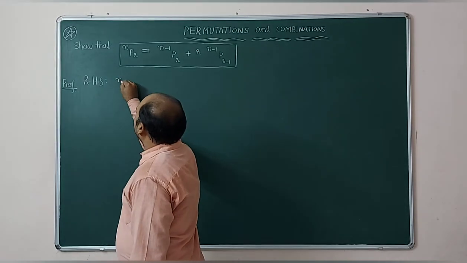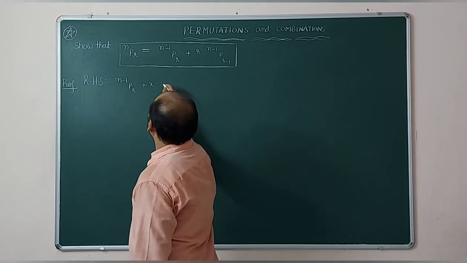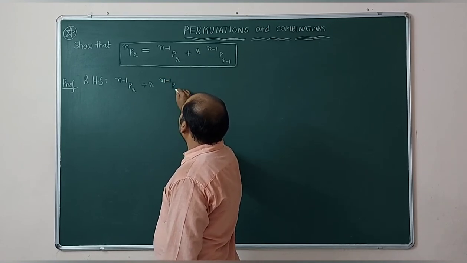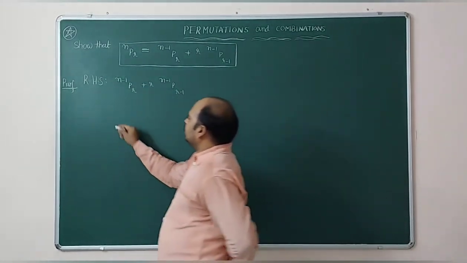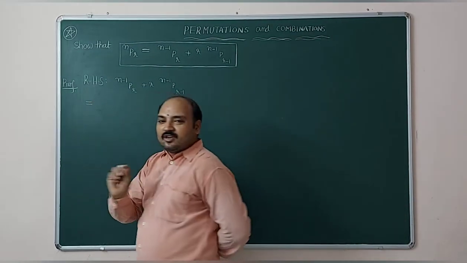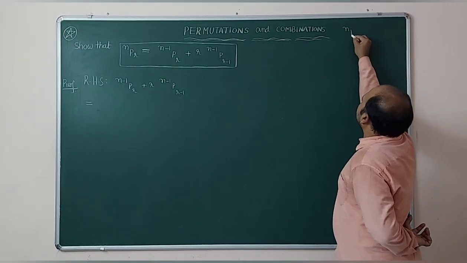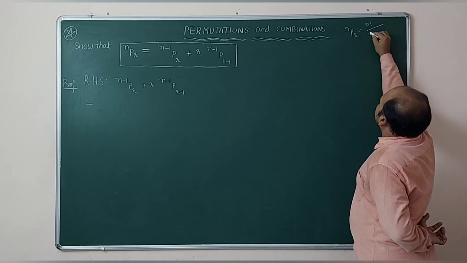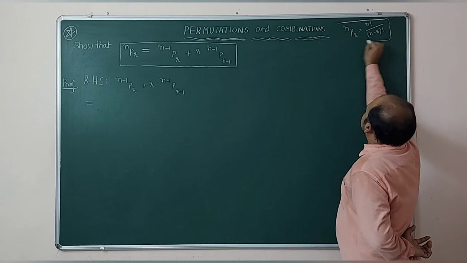n minus 1 P r plus r into n minus 1 P r minus 1, which is equal to, by the definition of nPr, what is the definition of nPr? Once again I am writing here for convenience, n factorial by n minus r factorial. I already said how to remember it easily.